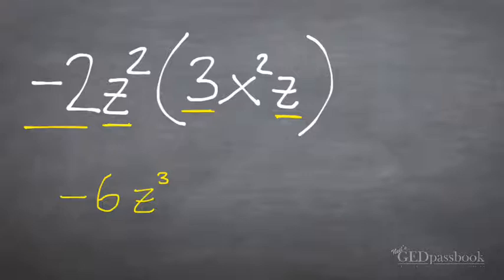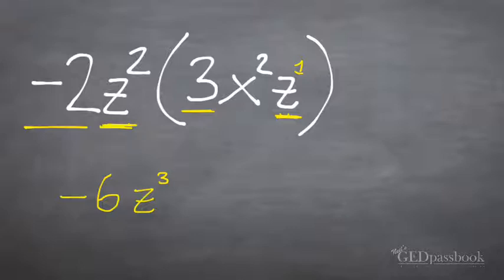Do you see why? z squared times z to the power of 1. Well, tell me, what's 2 plus 1? It's my 3. That's why it becomes z to the power of 3.